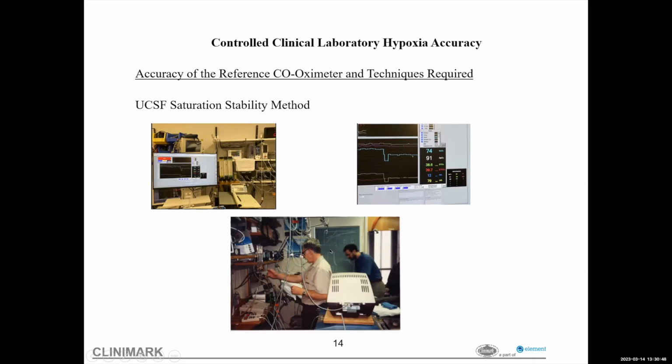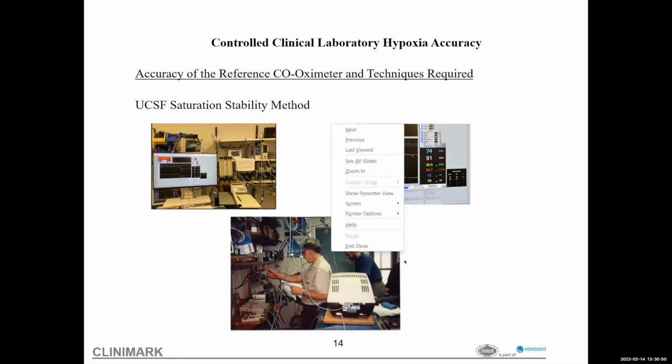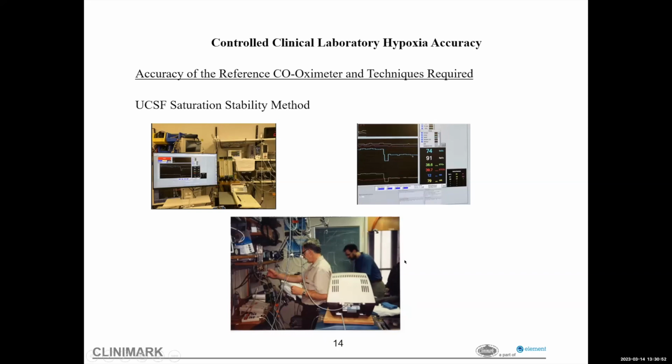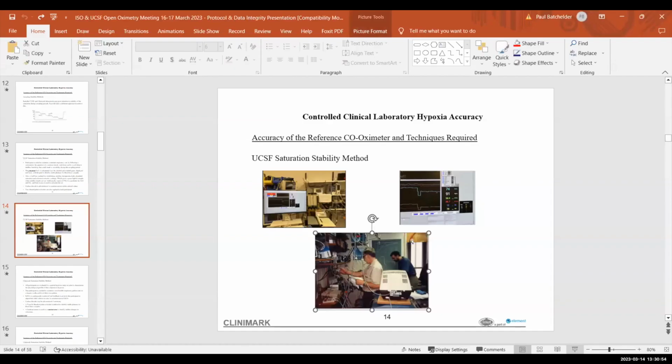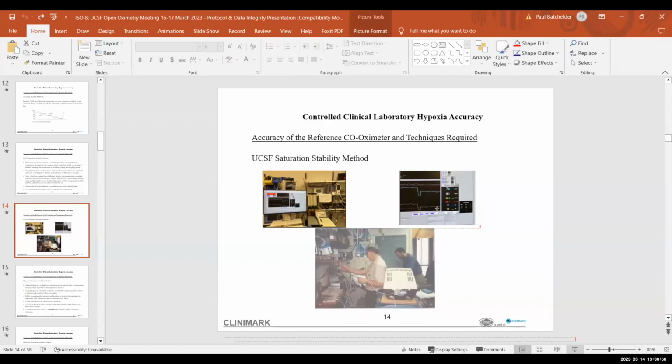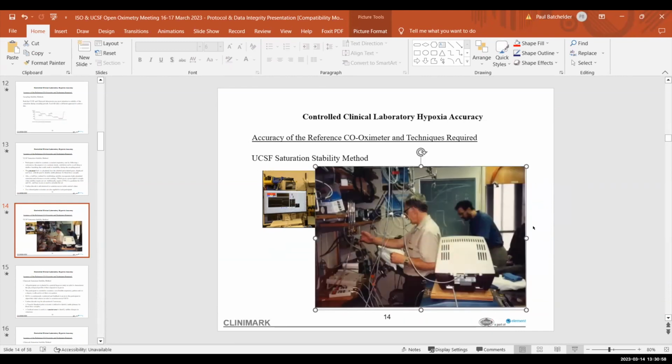And this is an old picture of the laboratory at UCSF. That's Dr. Severinghaus. I'd like to highlight, and I think that he probably should have received the Nobel Prize, in my opinion, for the work that he did on blood gas analyzers and the CO2 electrode and so forth.